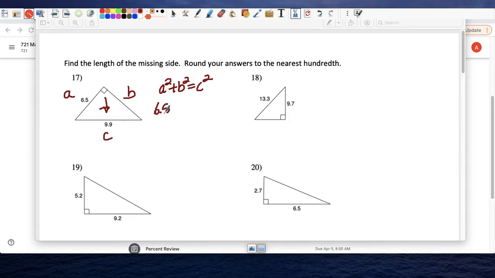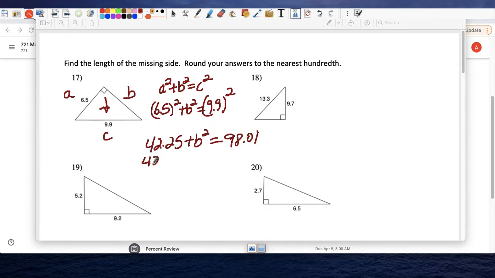So we got 6.5 to the second power plus B squared, which I don't know. And C I do know, 9.9, and we'll raise that to the second power. So 6.5 times 6.5 to the second power is 42.25. B squared, I don't know. 9.9 to the second power is 9801.